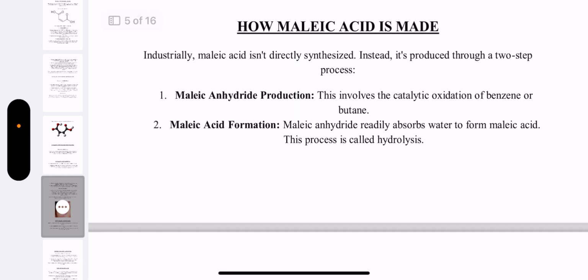Industrial malic acid is not directly synthesized. It is produced through a two-step process: anhydride production and then hydrolysis. First comes catalytic oxidation of benzene and butane, forming the anhydride. The anhydride then reacts with water to form malic acid in a process called hydrolysis.